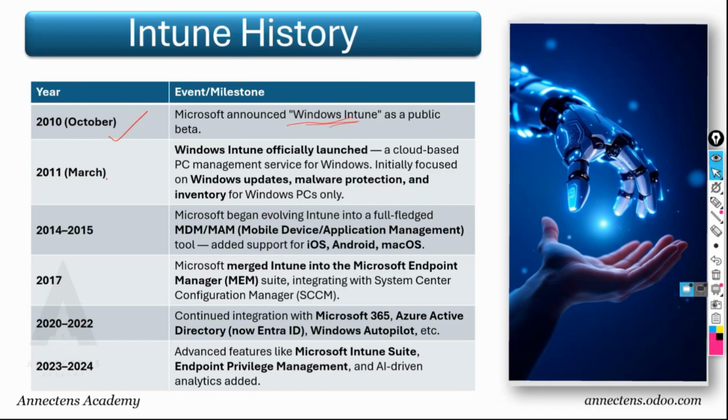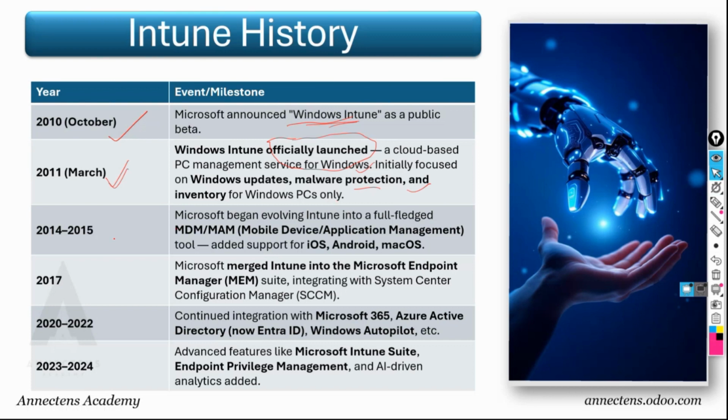In March 2011, they officially launched Intune. What they did was ensure that it at least supports PC management, which is Windows, and then Windows updates, malware protection, and all sorts of inventory updates. That was coming from there.